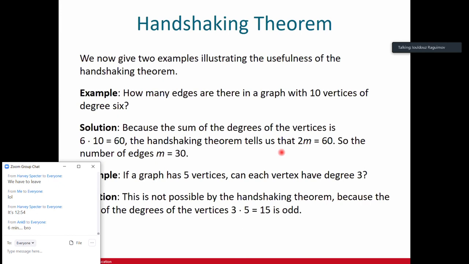Okay, let's consider two more examples illustrating the usefulness of the handshaking theorem. How many edges are there in a graph with 10 vertices?